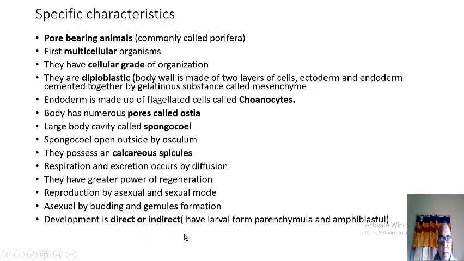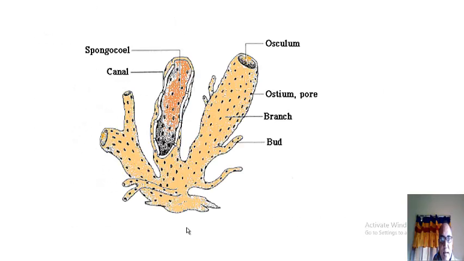Development of the animal is either direct or indirect. Direct means it can reproduce similar kind directly. Indirect is when these animals produce a larval form, and this larval form slowly changes into the adult. Such development is called indirect development.